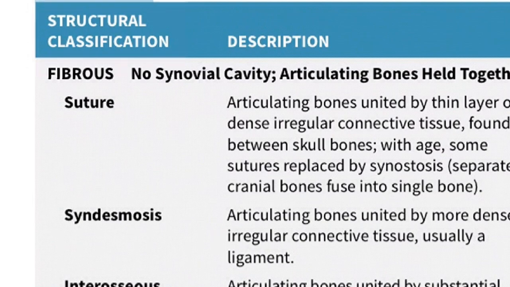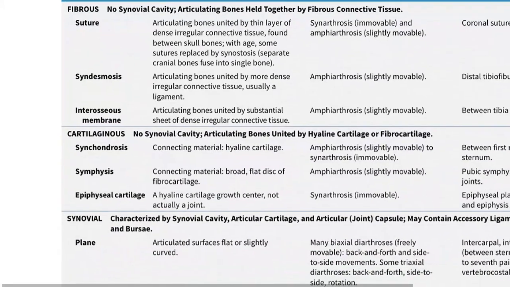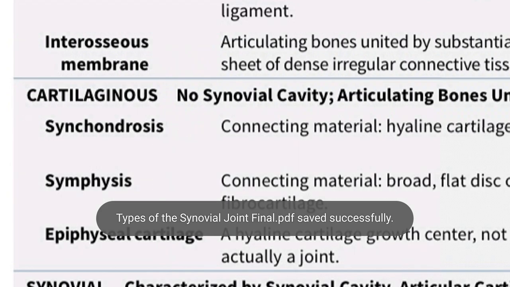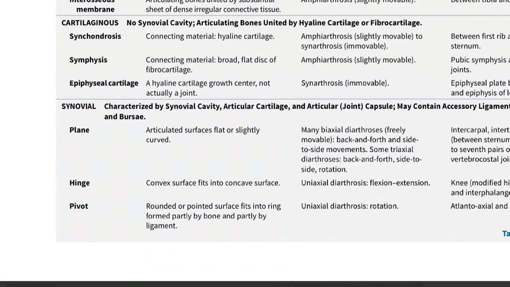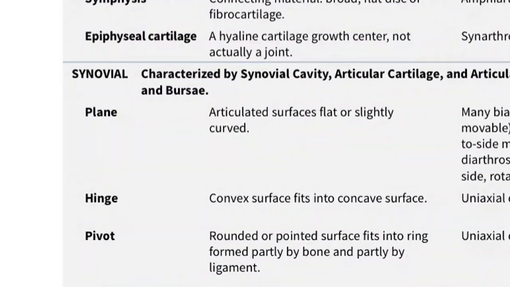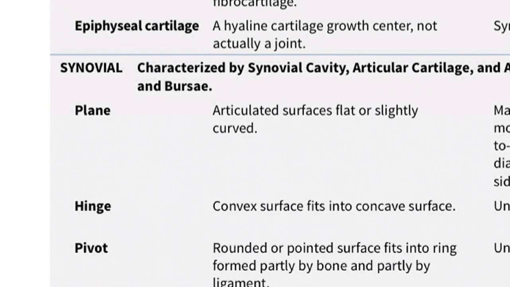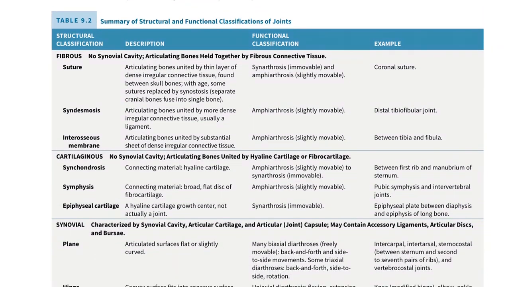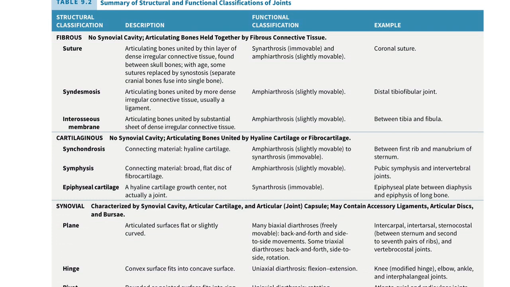For example, the first type of joint is the fibrous joint. Then in your syllabus, you need to study the cartilaginous joint. Then today we are going to discuss the types of the synovial joint. So here in this table, as you can see, in the first column the name of the joint is given, then in the second column the description, the third column the functional classification, and in the final column the example of the joint.